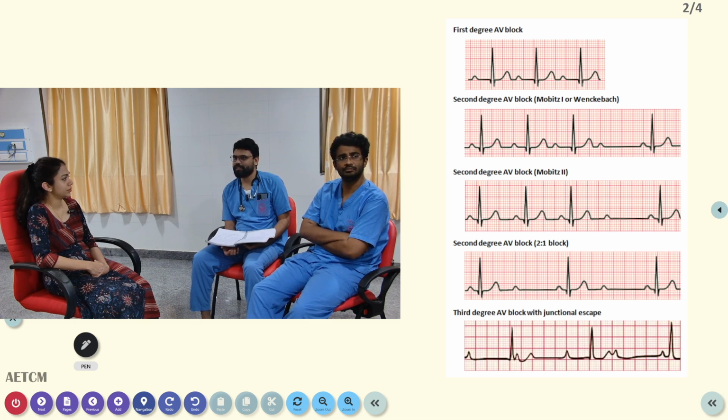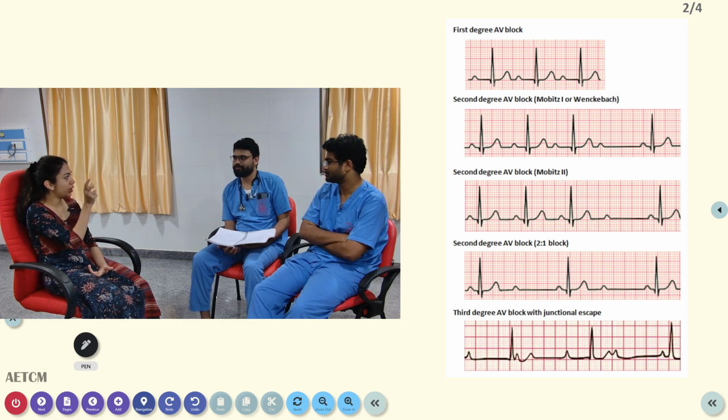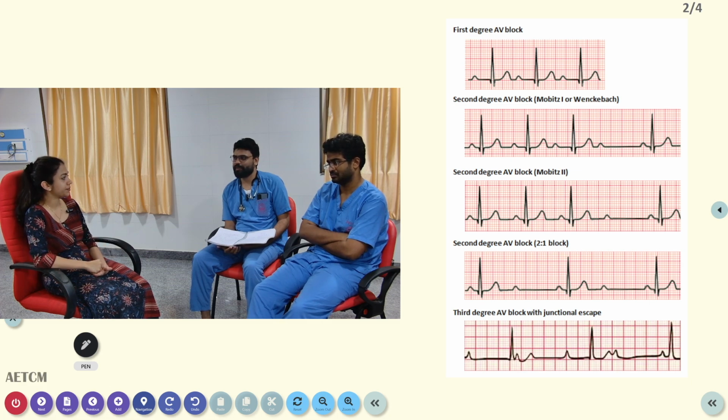In Mobitz type 1, the PR interval gets prolonged. Initially, if we take it as X, then gradually 2X, 3X, and finally an impulse, that P is not followed by QRS. That means that P will not be getting conducted. So progressive prolongation of the PR interval will be there, and at one point P will not be conducted. Then after that, the same thing will repeat. In Mobitz type 2, the PR interval is constant. It can be either normal or prolonged, but it will be fixed.